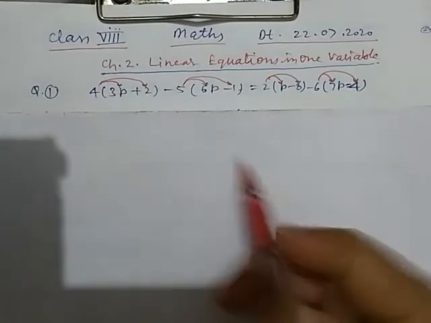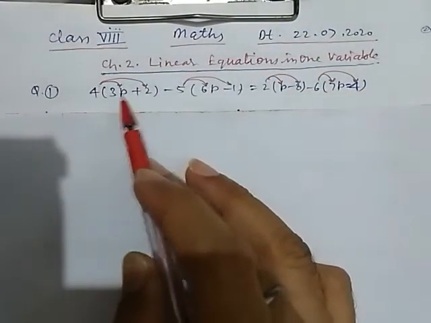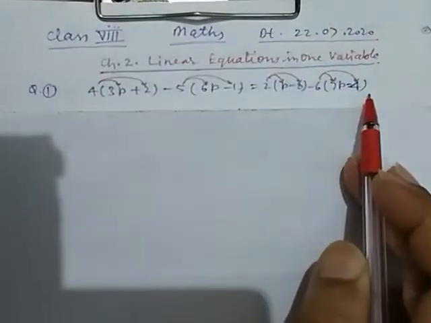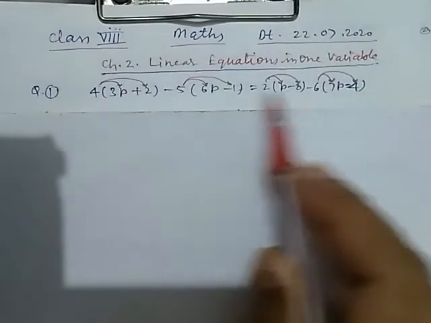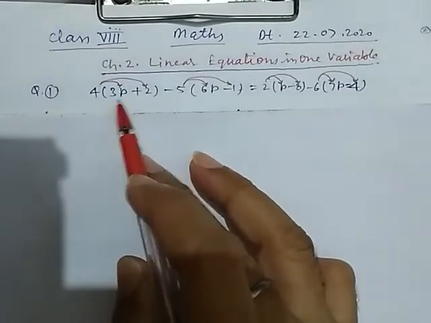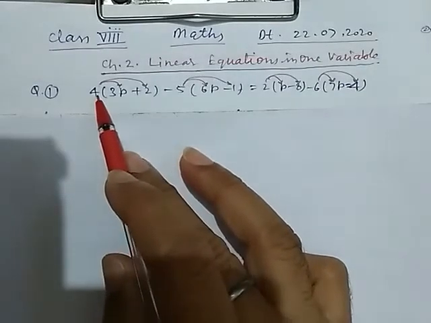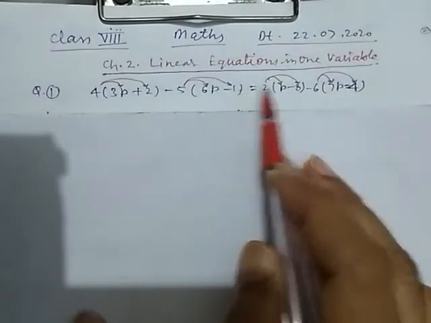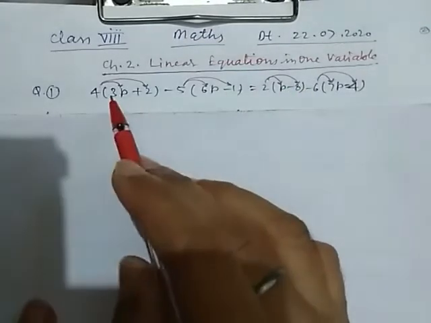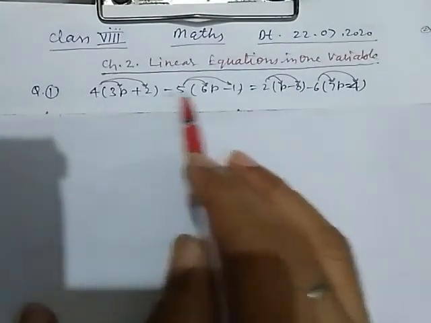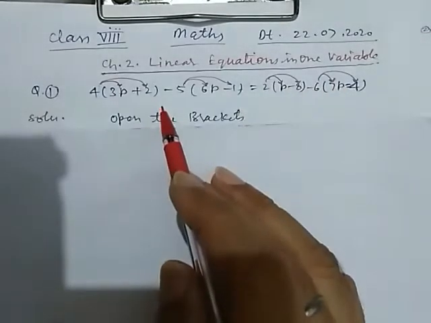Here, next question. This type of equation has some complexity, like there are brackets with something multiplied outside. So to solve this type of equation, we open the brackets. When we open the brackets, what happens?